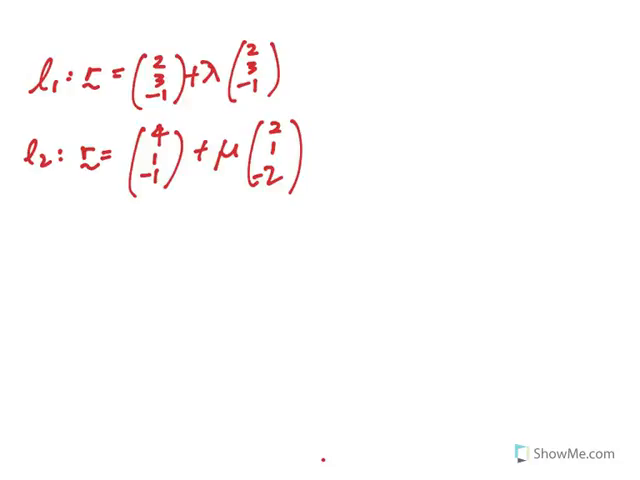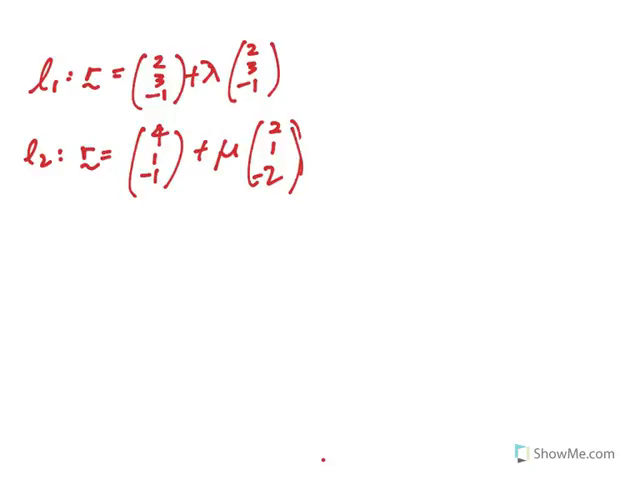How do you check parallel? They have the same direction vector, they can be scalar multiples. Is it easier to check parallel first or intersecting first? Parallel. Our lecturer always tells you to check parallel first, then check intersecting. So now you can see they are not parallel. Next, you check intersecting.